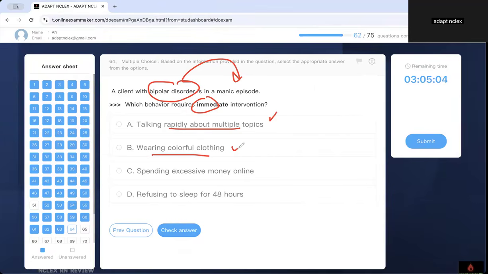Wearing colorful clothing, well, he just wants to be shown, grandiosity. He's spending a bunch of money online. That's what a manic episode is. But if he's refusing to sleep, a physical need, we've got to be worried about it. That's how you answer questions, guys. This is Adapting class.